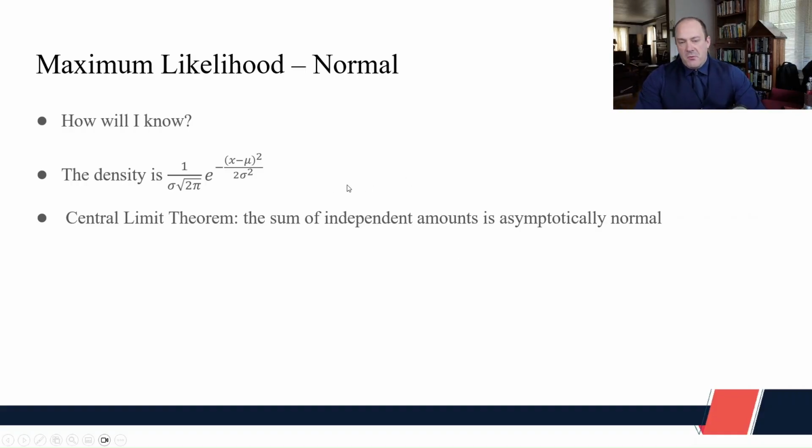One of them comes to us from Lindeberg and Feller, and it basically says, look, if you assume that your target variable can be thought of as the sum of independent amounts being accumulated, then your target variable is asymptotically normal. So that's one way to think about when you can assume that the conditional distribution of something is normal.